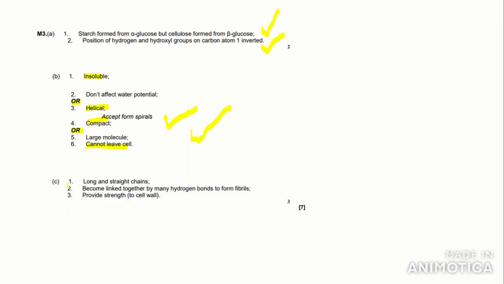Now, onto the cellulose question. Long and straight chains, when linked by many hydrogen bonds, to form fibrils. An important point that it's good to know is that hydrogen bonds are actually quite weak, but collectively they are very strong. You don't have to write the word many, but I advise you do. And the last point, it provides strength to the cell wall, as you learned at GCSE.